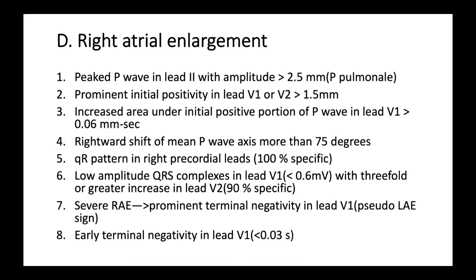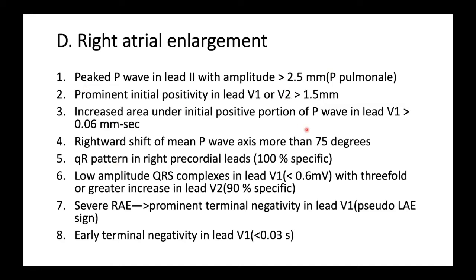By now, I have told you all the major criteria. Let's brush up once again. So first important thing is P pulmonale. In limb lead 2, if the height of P is more than 2.5 mm, or in lead V1, the height of P is more than 1.5 mm. As I already told you, there is the increased area under the initial portion of P in V1, which should be more than 0.06, that is not important, but a rightward shift of P wave axis.